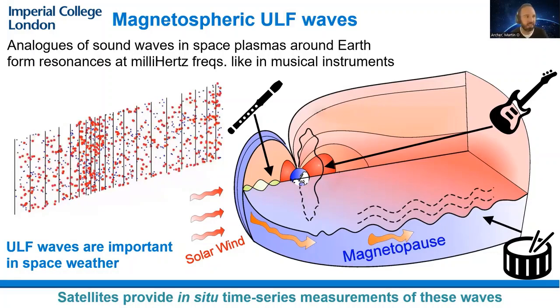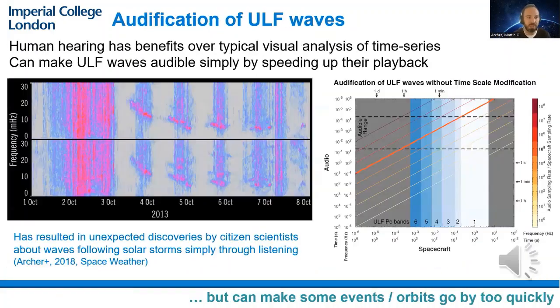And so that really lends itself to the use of sound, because human hearing has lots of benefits over standard kind of visual analysis or even some basic computational analysis. And so the simplest thing that we might want to do is just a direct audification of those oscillatory sound waves. So taking that data, speeding it up so that the frequencies we're talking about fall within the audible range, and then just listening to it.